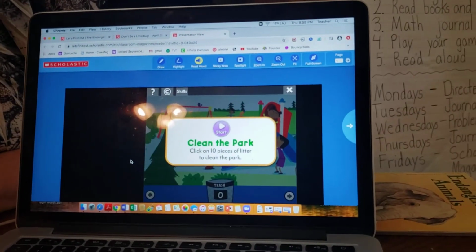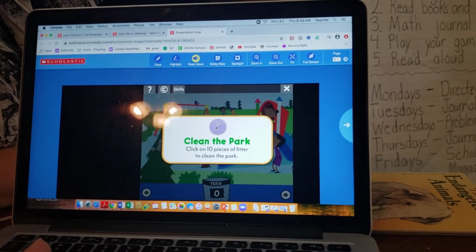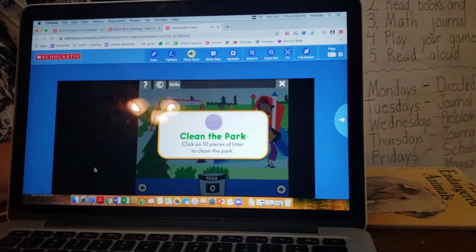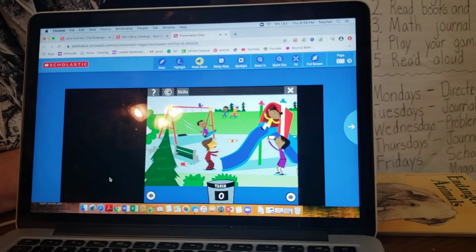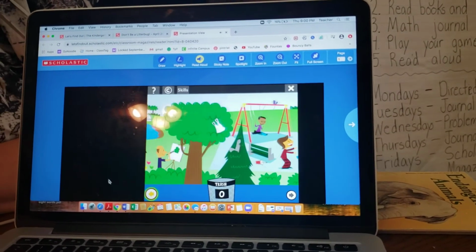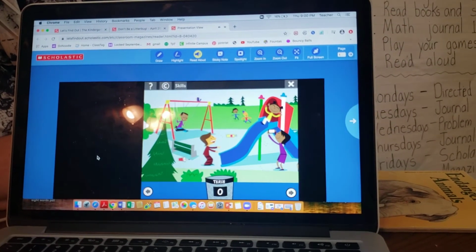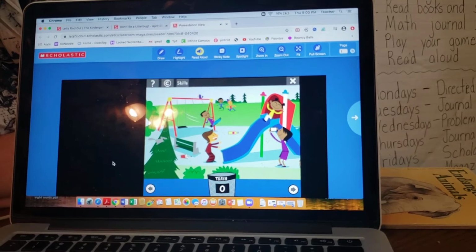Okay, it says clean the park. Let's start. Click on 10 pieces of litter to clean the park. Use the arrows to explore the park.